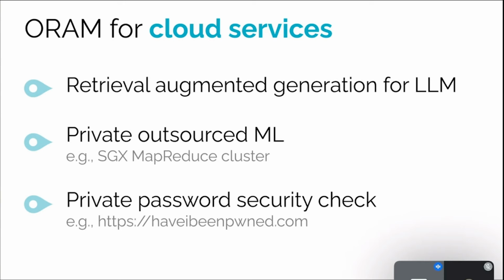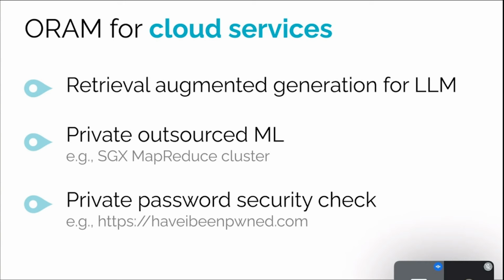Another application is privacy-preserving outsourced machine learning. For instance, a cloud provider provides some kind of secure MapReduce cluster, and clients can upload their sensitive data set and do machine learning training on top of it. You may also need something like ORAM, because it's not just the memory access patterns; the access patterns also reflect in a network transmission pattern. And you can also use ORAM or oblivious algorithm techniques to hide these data access patterns.